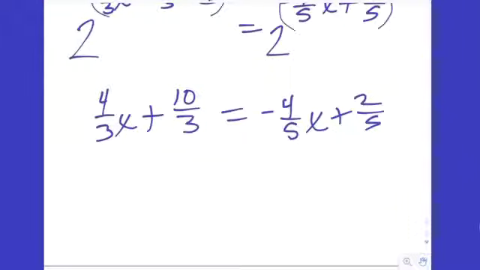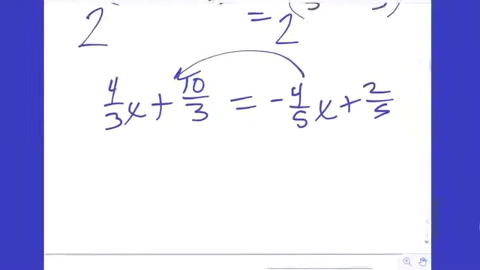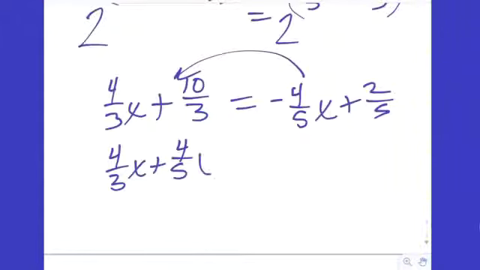So here we go, very carefully. I'll bring that negative 4/5 over to the left-hand side. So we have a 4/3 x, and joining them now is positive 4/5 x. Good to see you, old friend. 2/5 now becomes the welcoming committee on the right-hand side of the equation, who is now welcoming his new pal, negative 10/3.